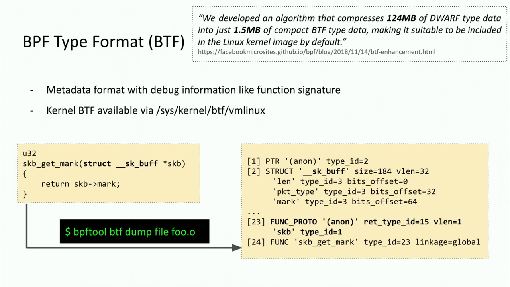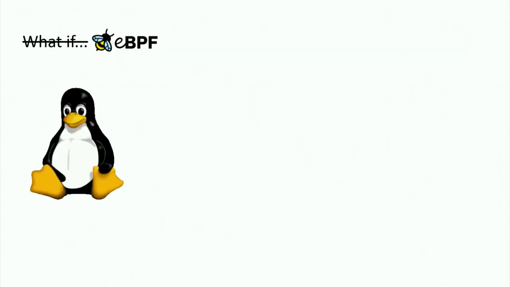But one important type that I want to highlight here is the functproto. Functproto defines the function signature. So what kind of arguments does a function accept? What's the return type? So with this, let's revisit our wish list.